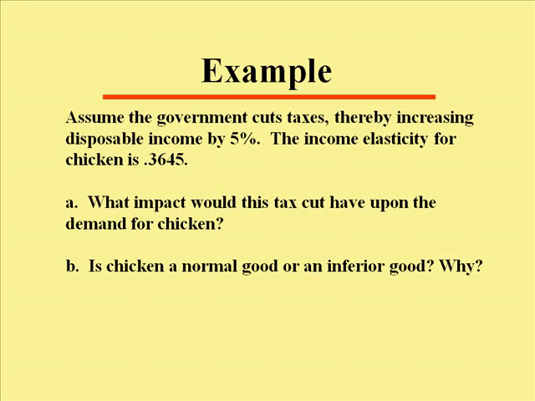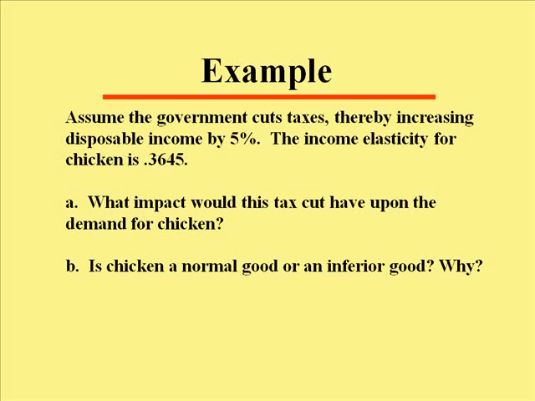Let's look at this a different way now. Before, I gave you the percent change in quantity and the percent change in income, and we calculated the income elasticity. Now we're going to know the percent change in income, and we know the income elasticity for a good. So we're going to have to work backwards to see what impact that would have on the demand for chicken. Assume the government cuts taxes, thereby increasing disposable income by 5%.